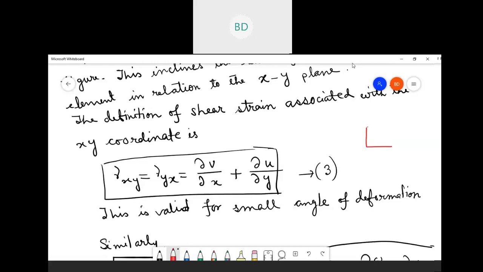Suppose this is one. If I take x and if I take y, the strain in this top face will be in the direction of x. And this face, if you consider, it will be your strain on the x face, xy.